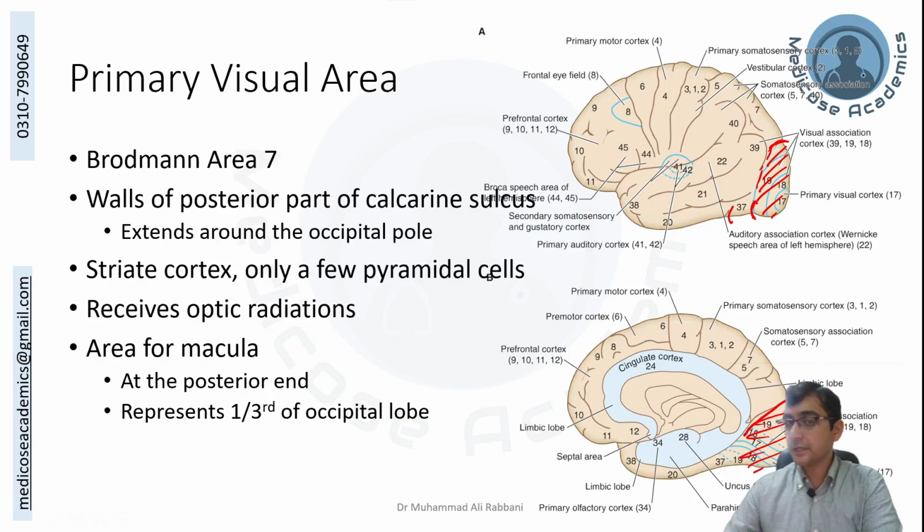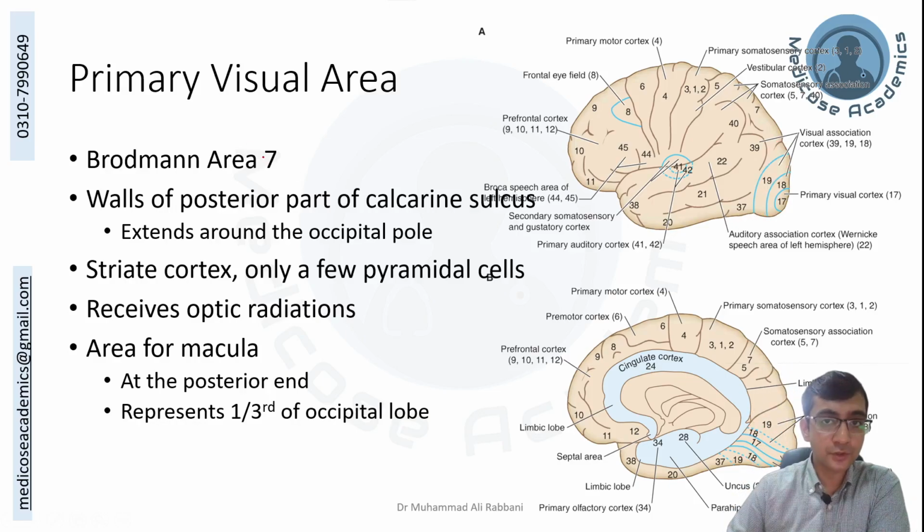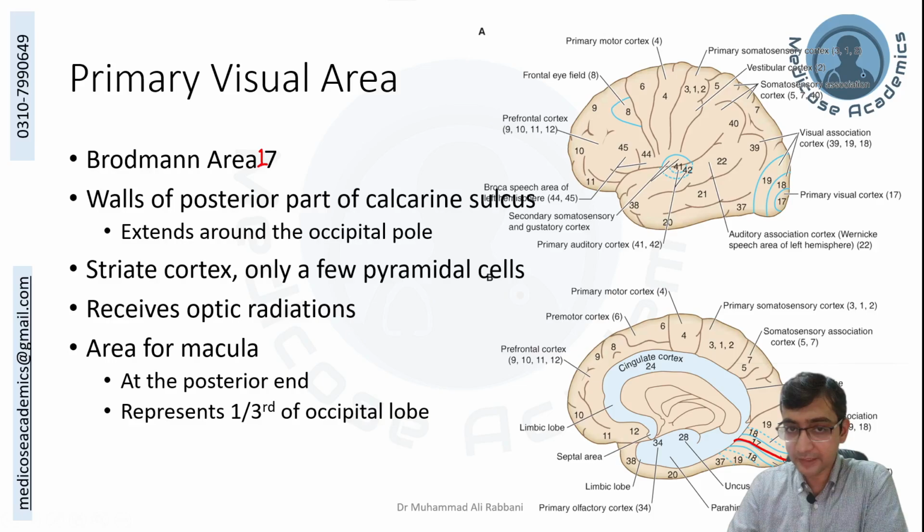So visual area, there are primary and association visual areas. So this is area 17. On the medial aspect you can see area 17 just parallel to the calcarine sulcus, the area that is above and below the calcarine sulcus. The area above it is present in the cuneus, below it is present in the lingula, and backward it will go all the way back to the tip of the occipital pole.